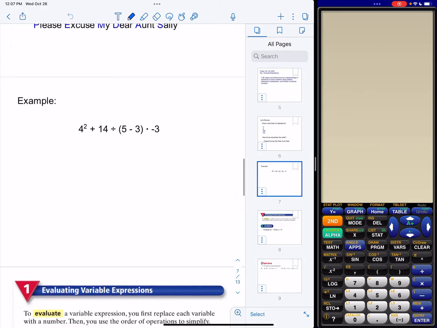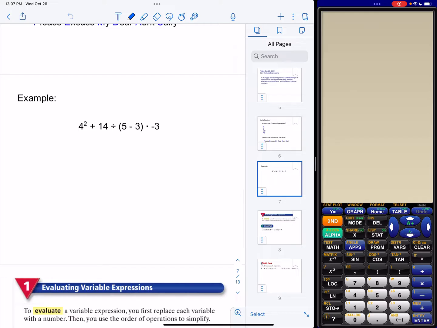Okay, so here's kind of an example. So without using your calculator, can you solve this particular problem using order of operations? So please write that problem down on your paper and come up with an answer for me without the use of your calculator. Okay, so let's find out how you did.